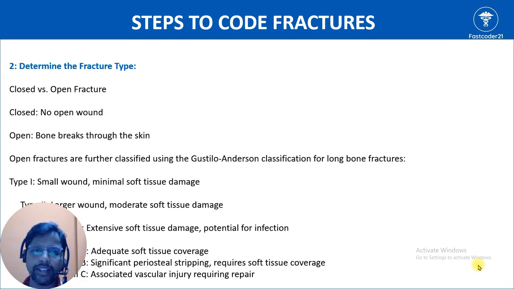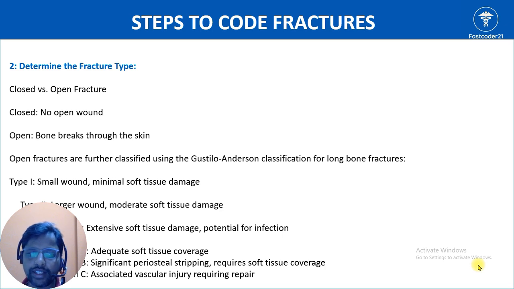Next, the second step is to determine the fracture type, closed versus open fracture. So what is a closed fracture here? A closed fracture means obviously there is no open wound. What is an open fracture? An open fracture means the bone breaks through the skin. So basically in an open fracture, you can see the fractured bone with your naked eye. In a closed fracture, you can't see the fractured bone with the naked eye. You need to use imaging guidance here.